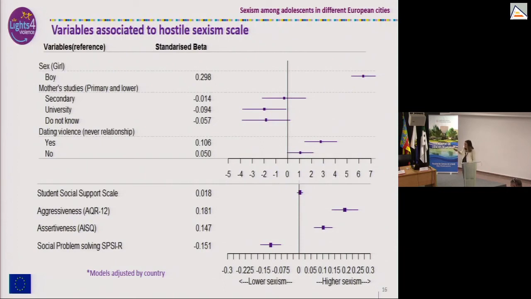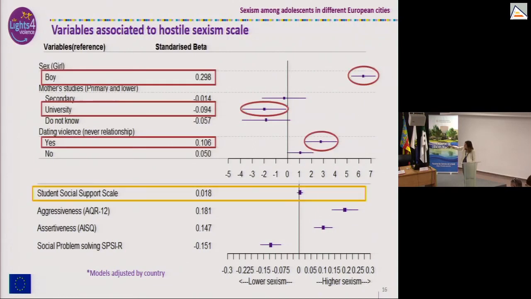These are the variables associated to hostile scale. The only difference with previous scales was that student social support was not associated to hostile scale.